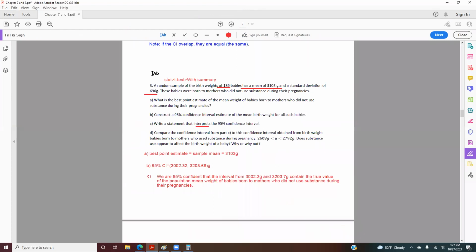Make sure you know how to interpret this confidence interval. I strongly suggest, because you're allowed to use one paper for the finals, just the front page, not front and back, that you write this in. That is how we interpret a confidence interval.